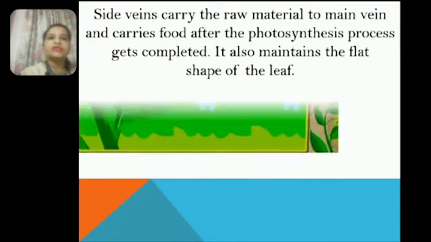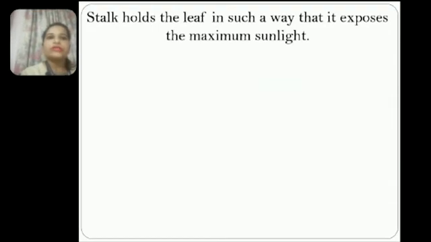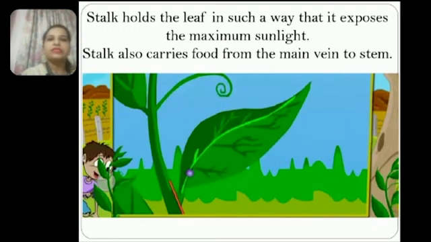Side veins carry the raw material to main vein and carry food after the photosynthesis process gets completed. They also maintain the flat shape of the leaf. Stalk holds the leaf in such a way that it exposes the maximum sunlight. Stalk also carries food from the main vein to stem.